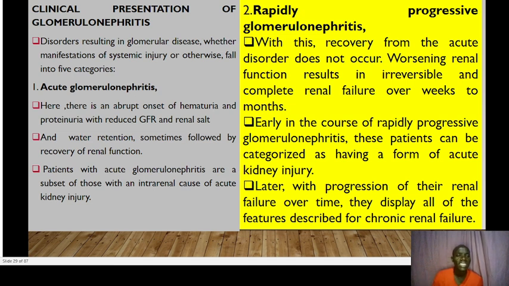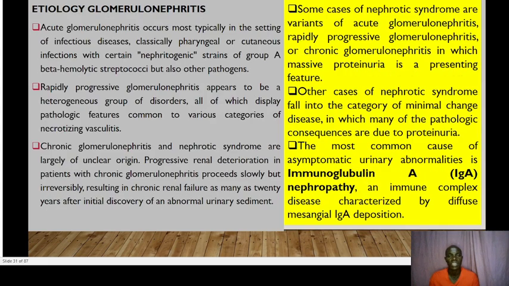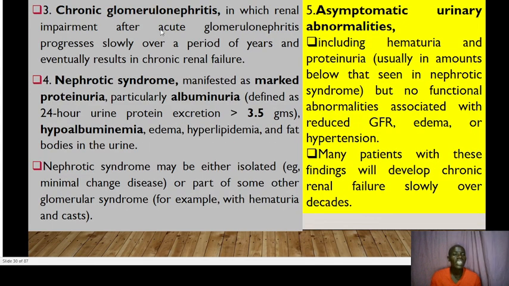Remember, these are disorders resulting in glomerular disease, whether a manifestation of systemic injury or others, and they fall into 5 categories. We could have acute glomerulonephritis, rapidly progressive glomerulonephritis. So in acute, there is an abrupt onset of hematuria and proteinuria with reduced GFR and renal salt retention. Whereas in rapidly progressive glomerulonephritis, there is no recovery from this acute worsening, and the kidney results in irreversible complete renal failure over weeks to months. We could also have chronic glomerulonephritis. Then number 4, we have nephrotic syndrome.